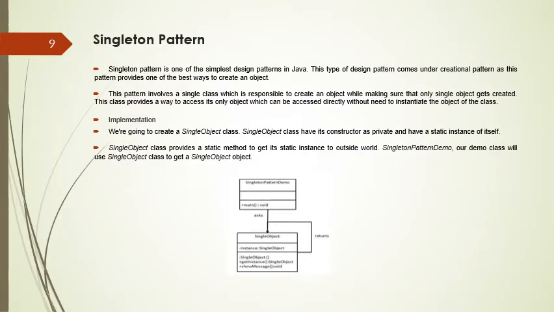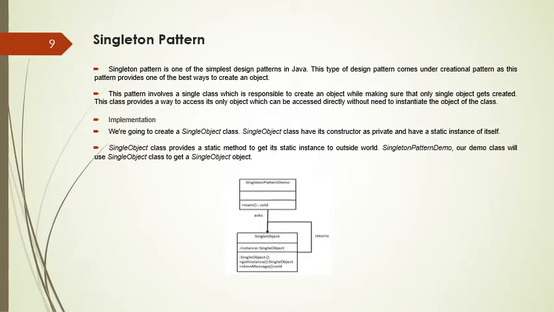Next is the singleton pattern. Singleton pattern is one of the simplest design patterns in Java. This type of design pattern comes under the creational pattern and provides one of the best ways to create an object. This pattern involves a single class which is responsible to create an object while making sure that only a single object gets created. This class provides a way to access its only object, which can be accessed directly without the need to instantiate the object of the class.